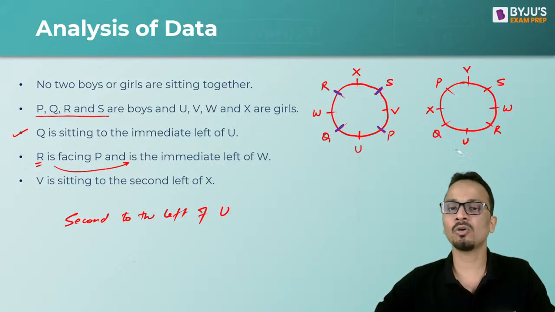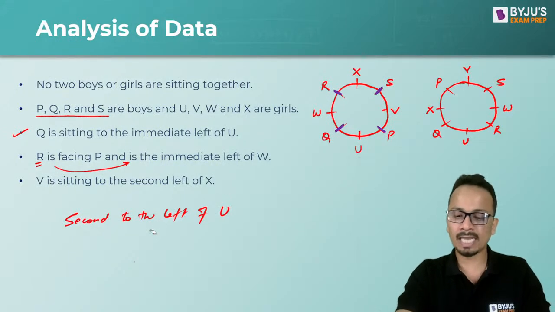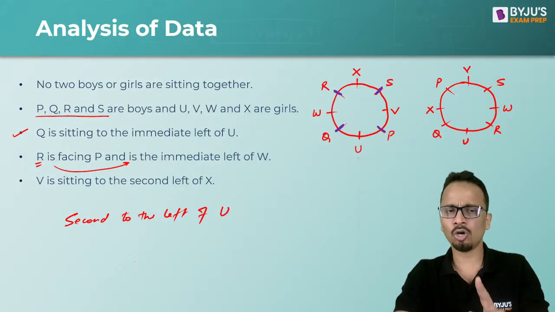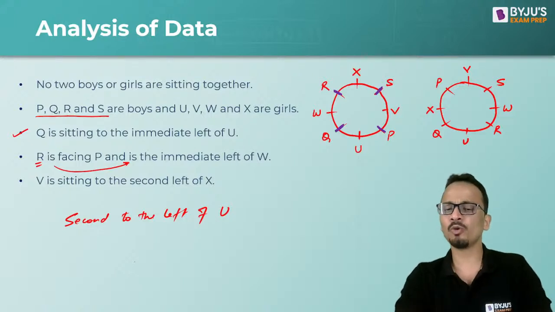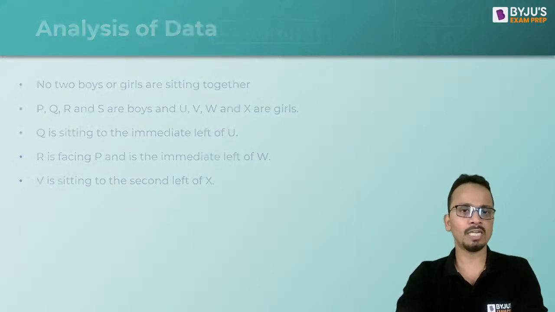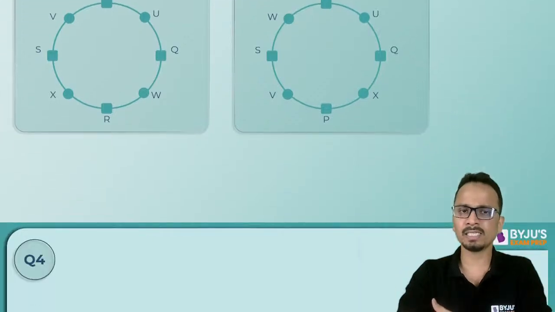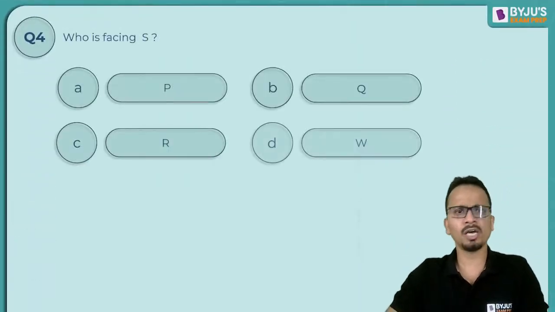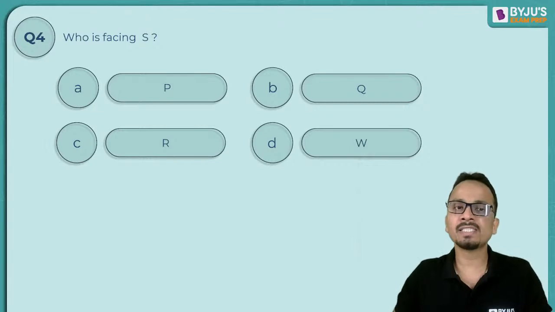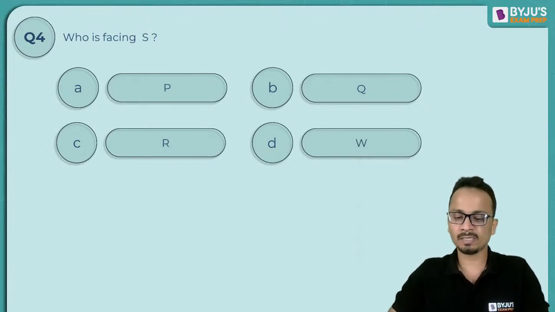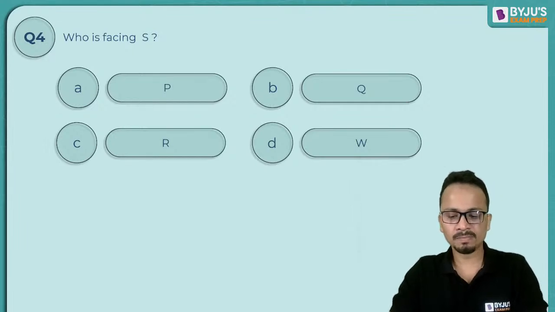Okay. Now let's look at one of the questions that is attached to this particular set. All of you, I'm moving on to the questions. I hope you have drawn this arrangement. So the arrangement in a proper way is like this. But let's move on to question number 4. Who is facing S in this arrangement? Who is facing S? Can you all give me an answer?